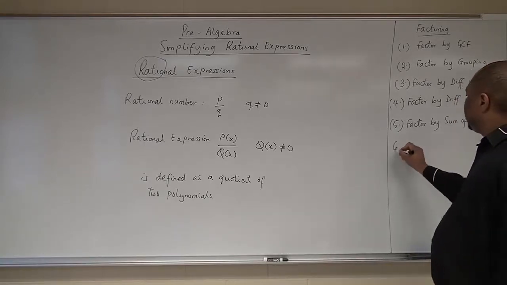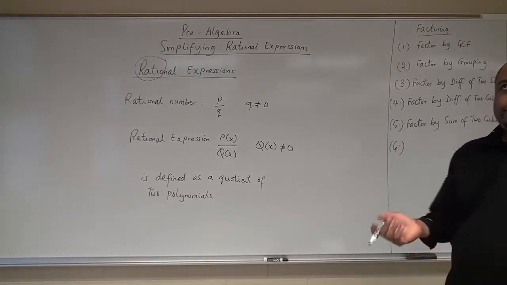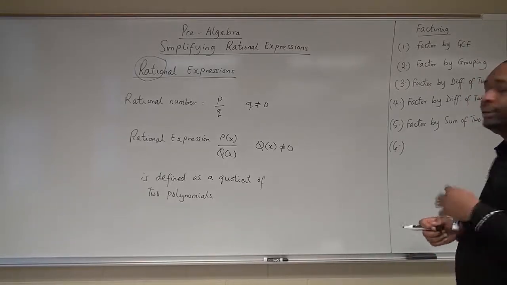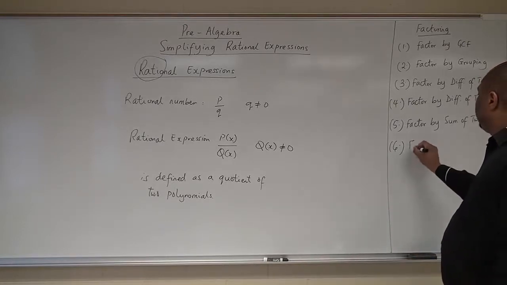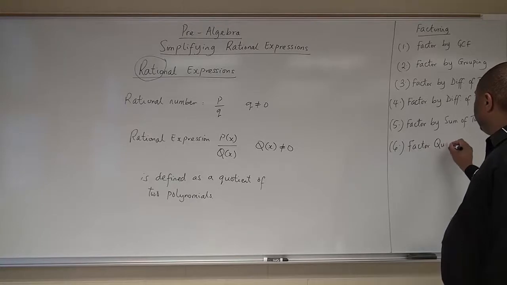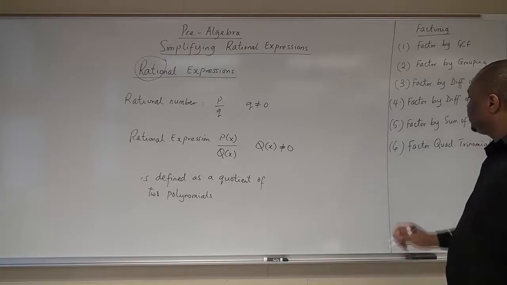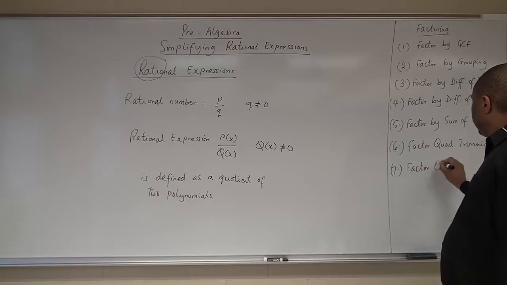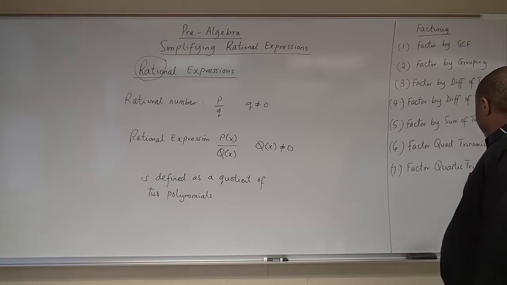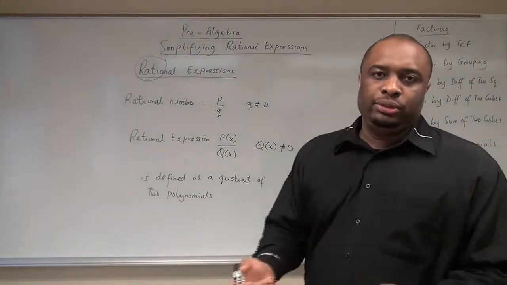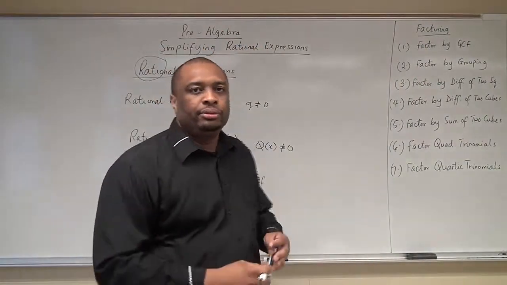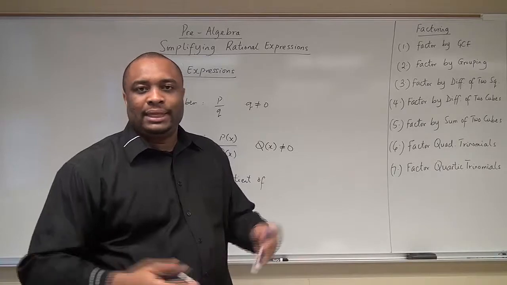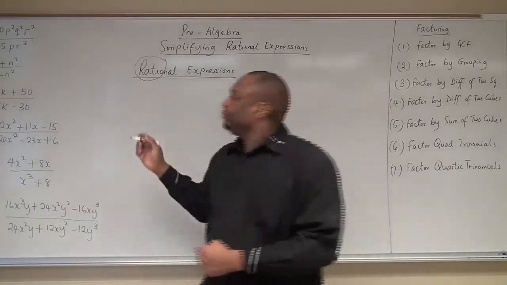Number six, factor quadratic trinomials. Number seven, factor quartic trinomials. So this is what we're going to look at, and we will use these methods to simplify the rational expressions. Let's get started. Let's start with question 1.